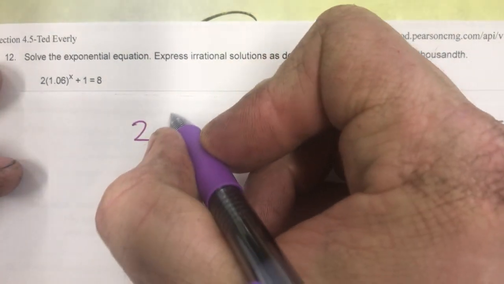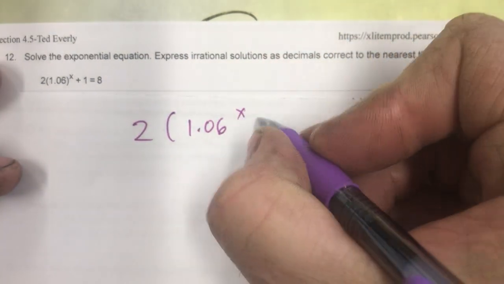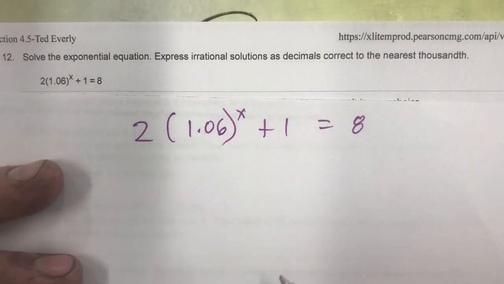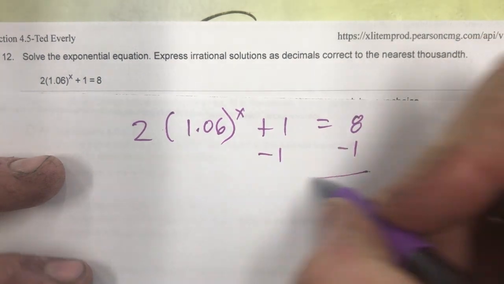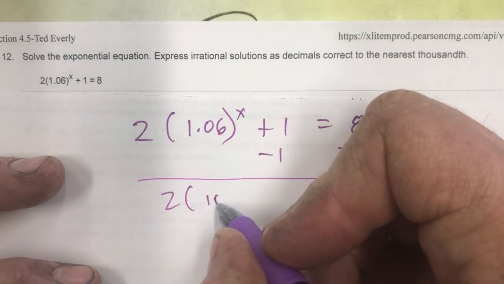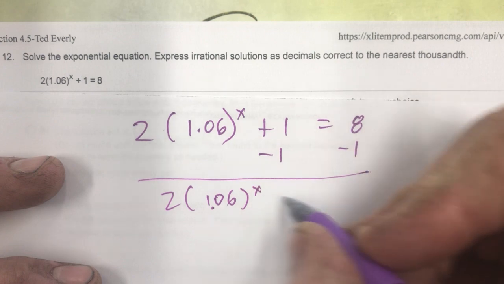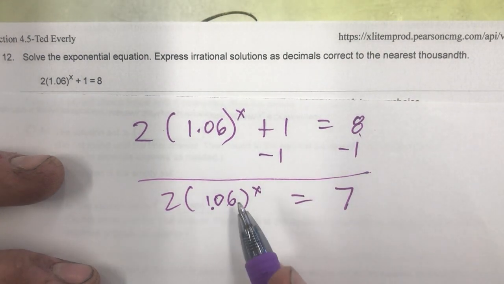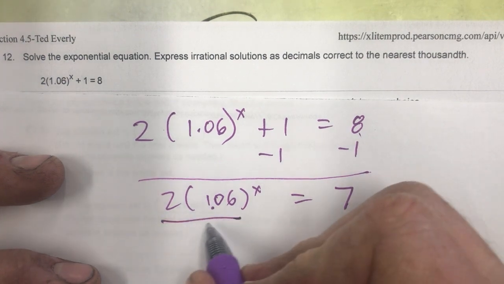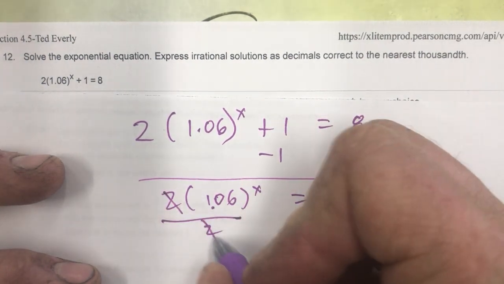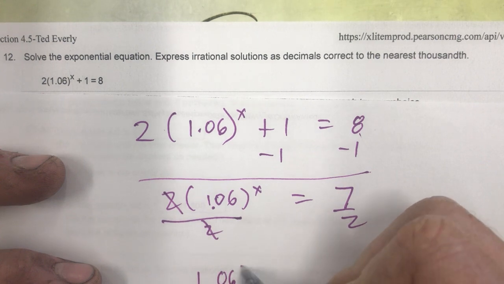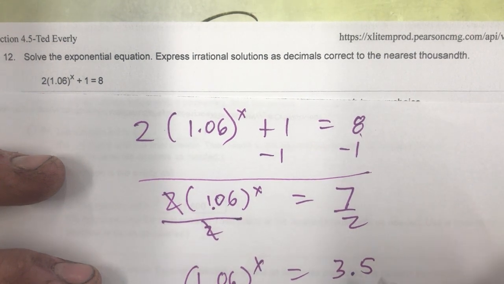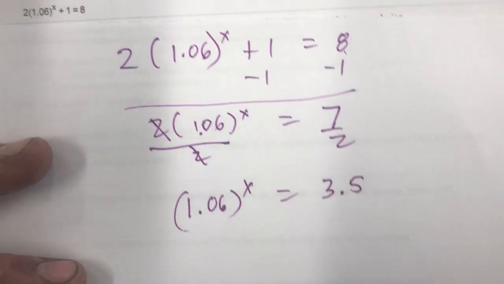I've got 2 times 1.06 to the x power plus 1 equals 8. Okay, so sort of like the last problem we did. I'm going to have to minus 1 on both sides. That's a 7. 8 minus 1 is 7. Okay, now I got the multiplier, so I got to divide by 2, which makes this cancel. And that's 3.5. If it's real simple like that, I can go ahead and do it.